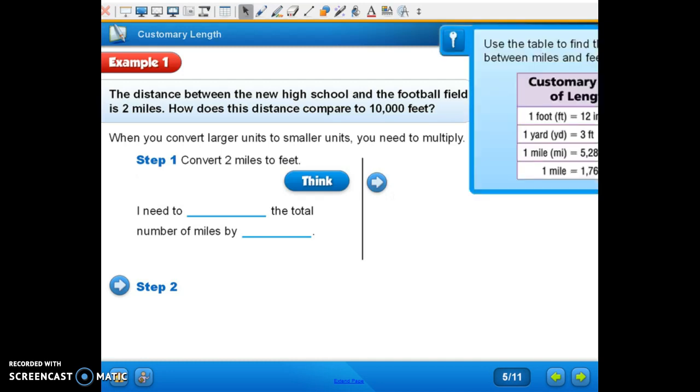Okay, page 406. The distance between the new high school and the football field is 2 miles. How does this distance compare to 10,000 feet? So we're converting miles to feet. Think. 1 mile is equal to 5,280 feet. So is our answer going to have more numbers in it than the 2 miles? We're going from a large to a small unit, so the number we find is going to grow, right?